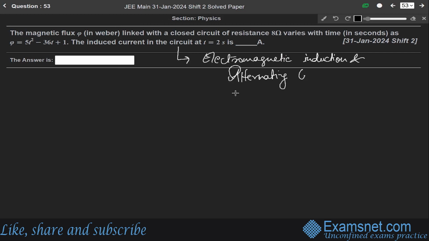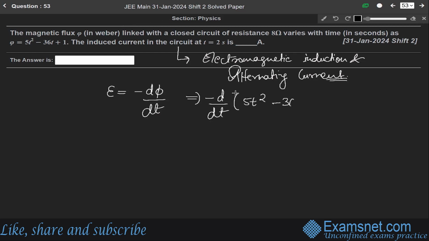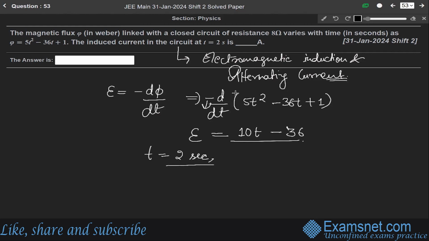Okay, so we are given the flux, so we know that EMF is equal to minus del phi over del t, where phi is the magnetic flux, so it will be equal to minus d by dt of flux. Flux is given as 5t square minus 36t plus 1. Since we are interested only in the magnitude, neglecting this negative sign, we get del by del t of this, it will be 10t minus 36. Okay, so EMF will be 10t minus 36 and time is given as 2 seconds.